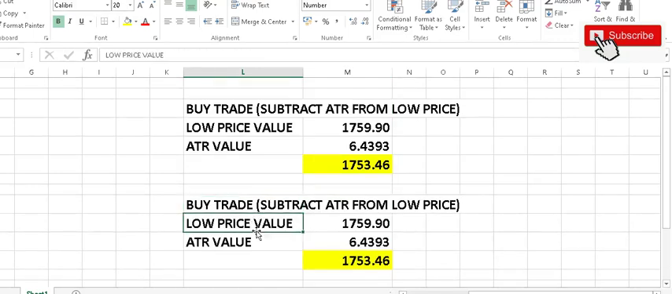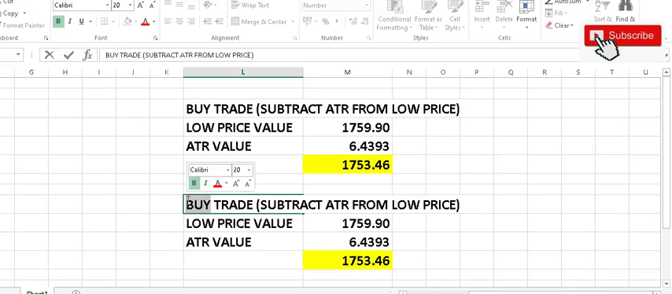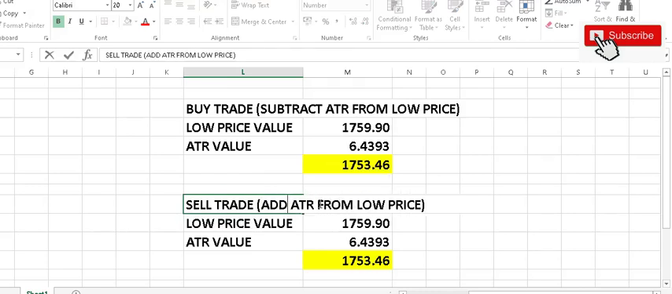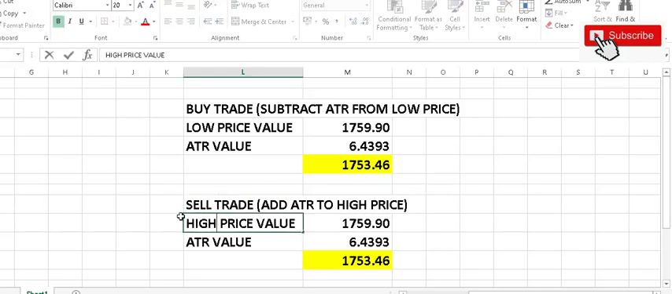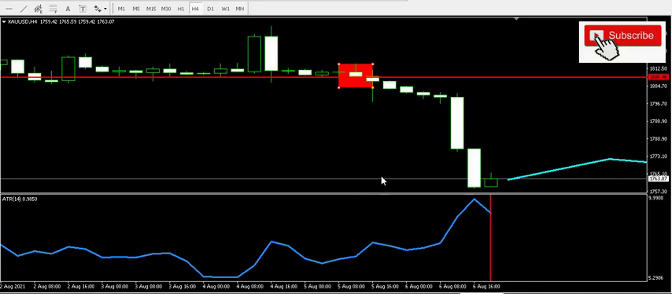Okay, so to place a sell trade, I'm going to edit this sell trade. You had ATR value to high price of the candle. Okay, all right, so I will edit this to read high price value and ATR value. So going back to the chart, you want to sell. Okay, want to place a sell.